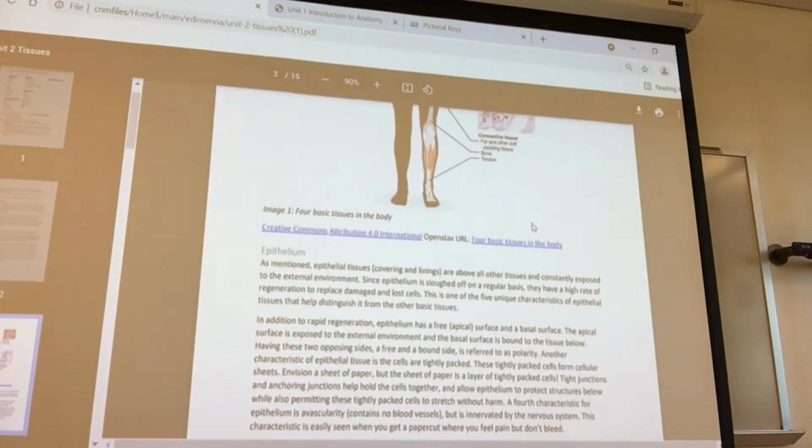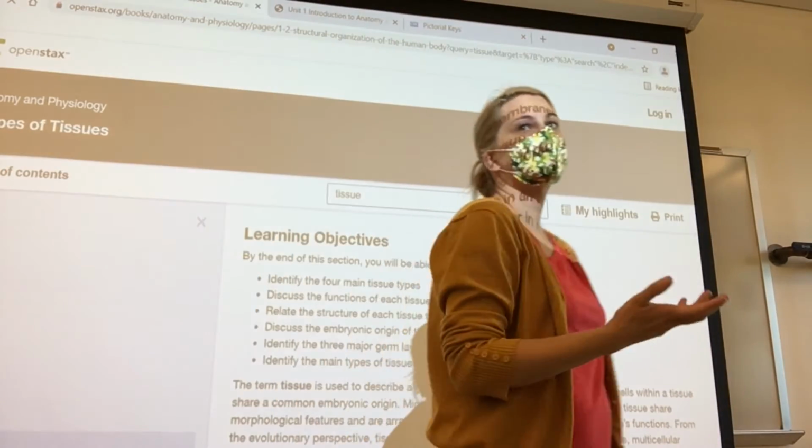We use the OpenStax, and if you click into it, I think it's right here. So if you click into all these links, it'll take you exactly where you need to go in the OpenStax textbook.